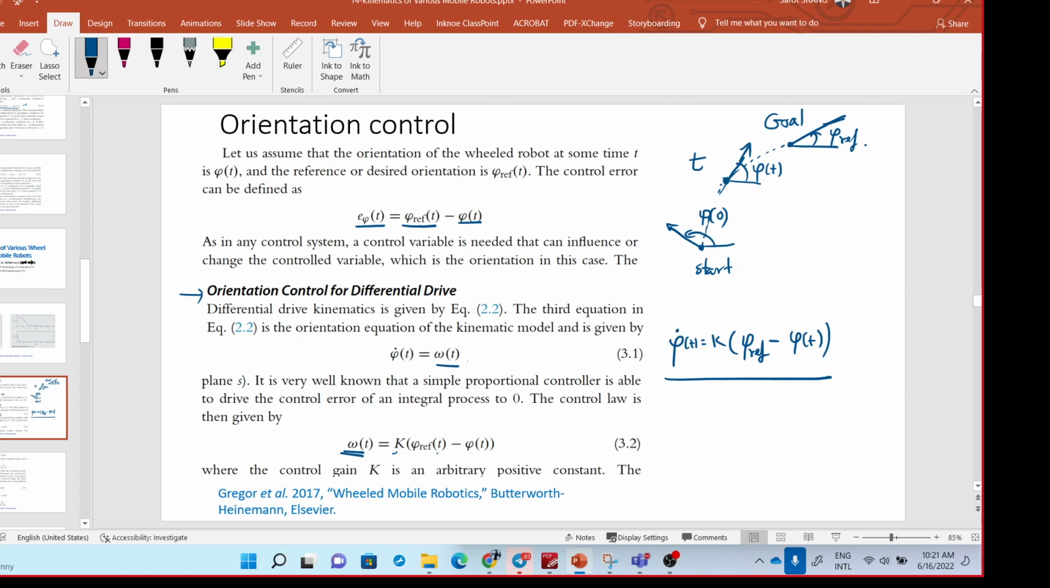And right, so here actually the desired angular velocity omega. We compute desired angular velocity omega based on phi reference that we command and phi instantaneous orientation that we can measure. How can we measure this?